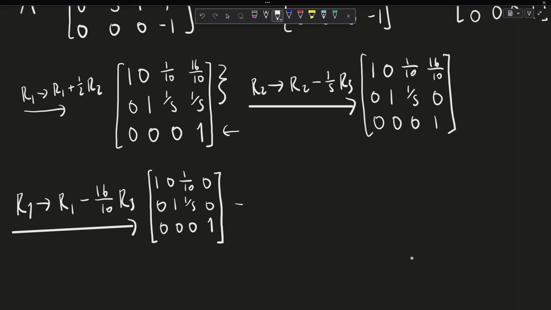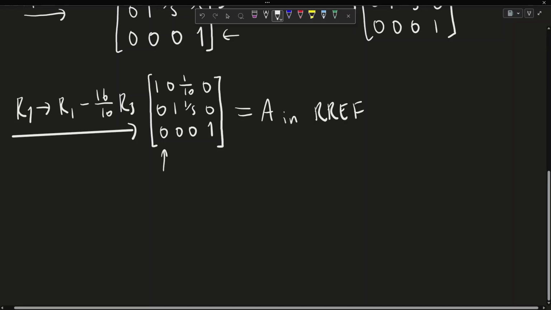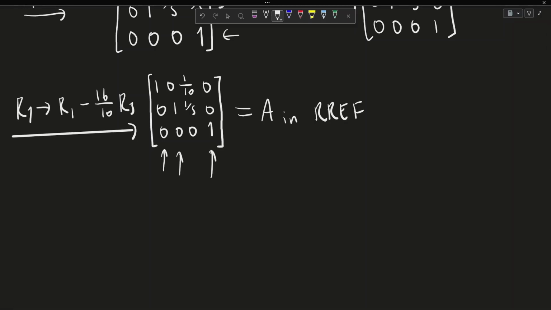And so this is our final A in reduced row echelon form. So now that we have our matrix in reduced row echelon form, we can identify these things called basic variables or leading variables and free variables. So leading variables are any column that has a pivot. So this column, and this column are all leading variables.